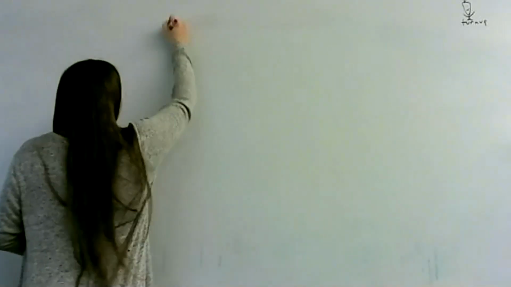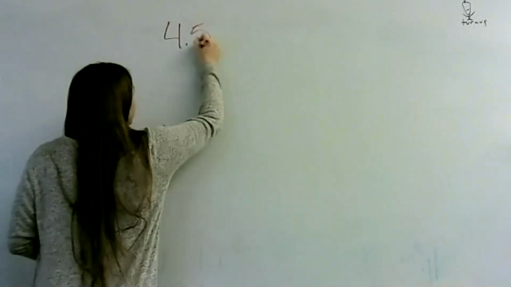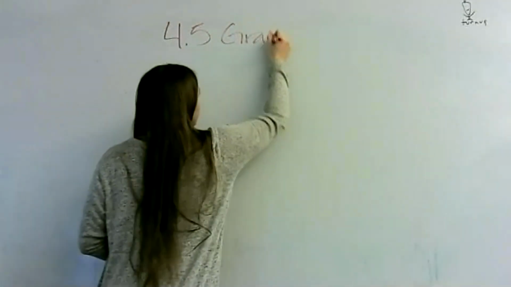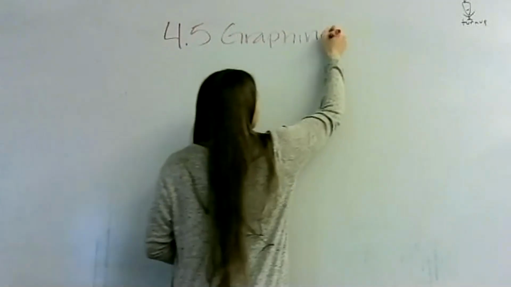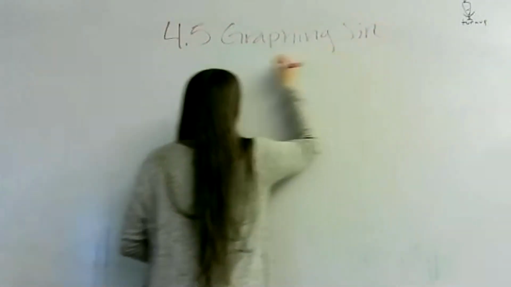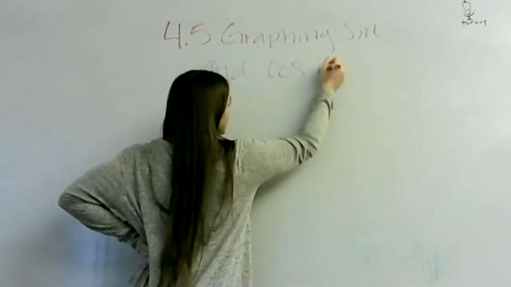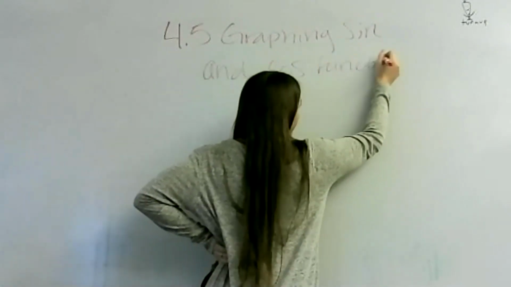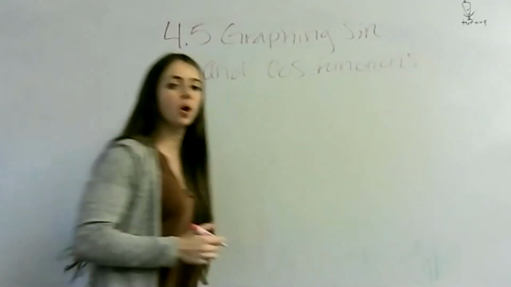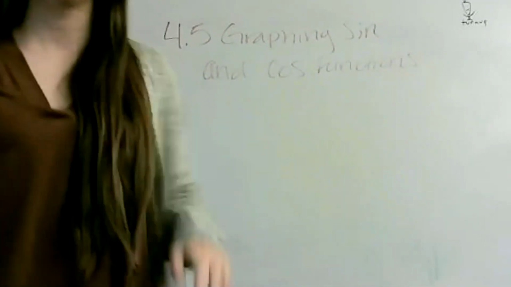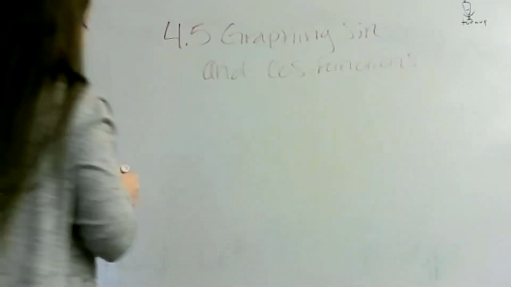Okay. So we're starting with 4.5. This is simply graphing sine and cosine functions. So we're going to get as far as we can today. And as far as we can will just be as good as it gets.